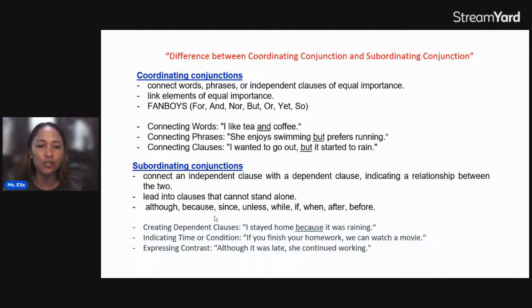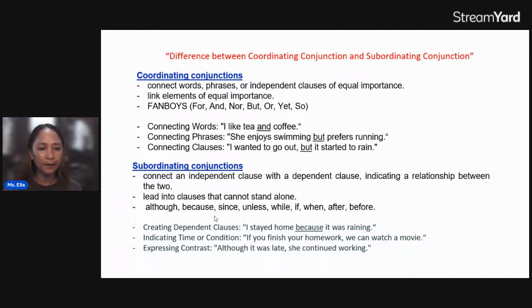Now, subordinating conjunctions connect an independent clause with a dependent clause, indicating a relationship between the two. And subordinating conjunctions lead into clauses that cannot stand alone. So when you separate the subordinating conjunction, it cannot stand alone. There's always an independent clause and a dependent clause. Unlike the coordinating conjunction, when you separate them, there's still an idea there. There's equal importance in each word, phrase, or clause.